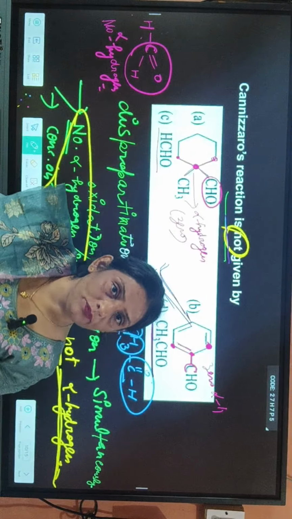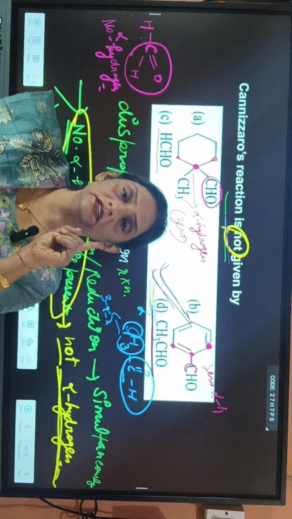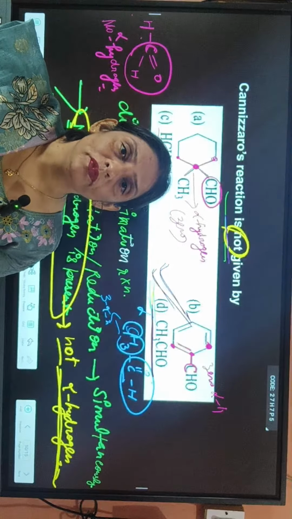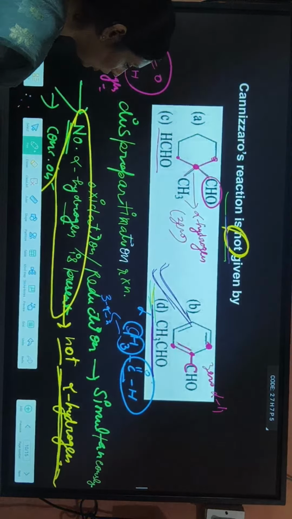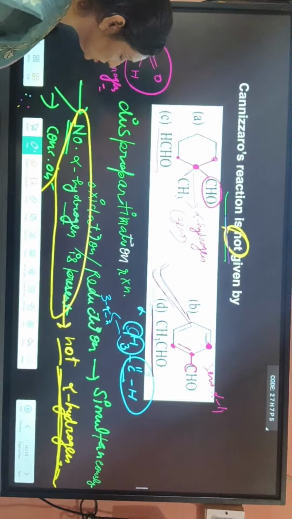If alpha hydrogens are present, that aldehyde or ketone will show the aldol condensation reaction, and if alpha hydrogens are not present, then it will show the Cannizzaro reaction. So in Cannizzaro reaction, you will look at alpha hydrogens. If any compound does not have alpha hydrogen, that compound will show the Cannizzaro reaction. Okay, and this reaction is a disproportionation reaction. Here oxidation and reduction both take place simultaneously.